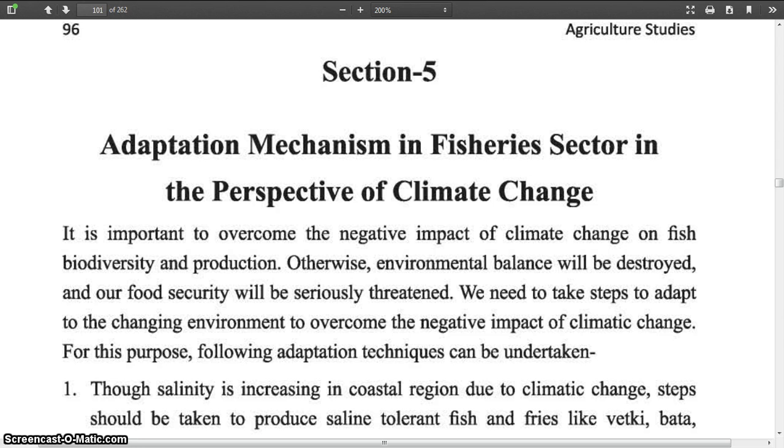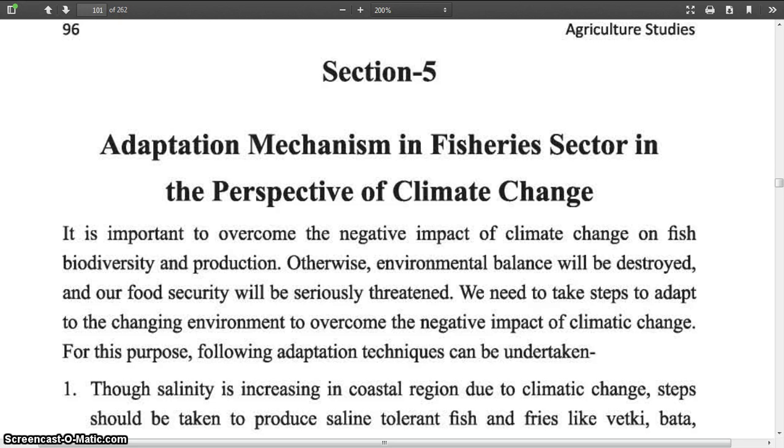So climate is changing day by day, but it is very difficult for fishes to survive due to changed climate. It is important to overcome the negative impact of climate change on fish biodiversity and production. Otherwise, environmental balance will be destroyed and our food security will be seriously threatened.